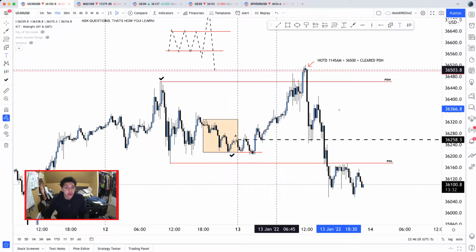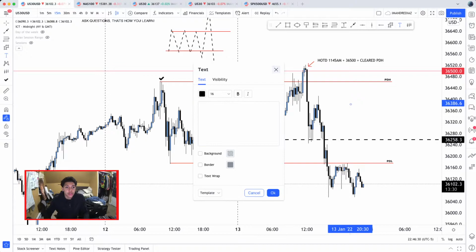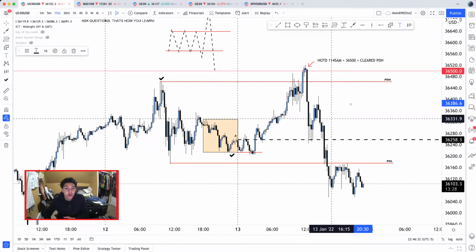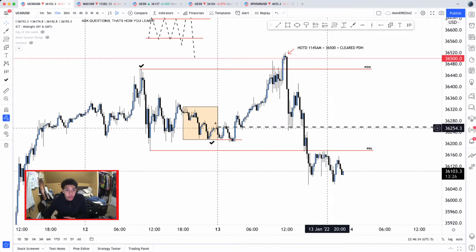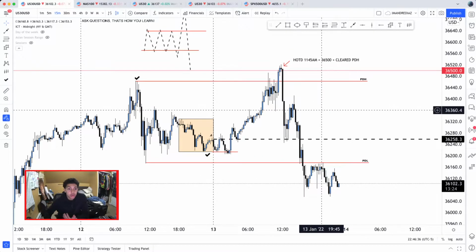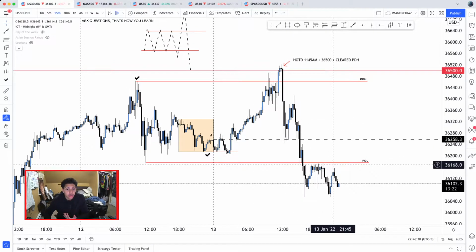So from here, what happened? Price ended up dropping off, and then just kept dropping from here. Now, where did price go? It targeted the previous day's low.